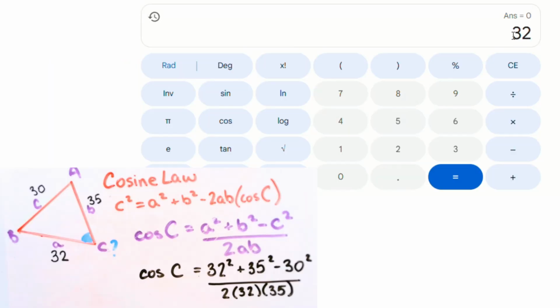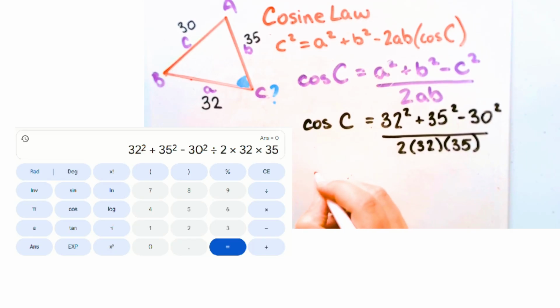Let's look at the first mistake. Okay, so now after I've plugged in all of my values, we just start typing everything into the calculator. 32 squared plus 35 squared minus 30 squared divided by 2 times 32 times 35. Do you see what's wrong here? What's wrong is that your calculator is actually following the order of operations, and it's taking that 30 squared and dividing that by 2, then multiplying that by 35 and by 32.